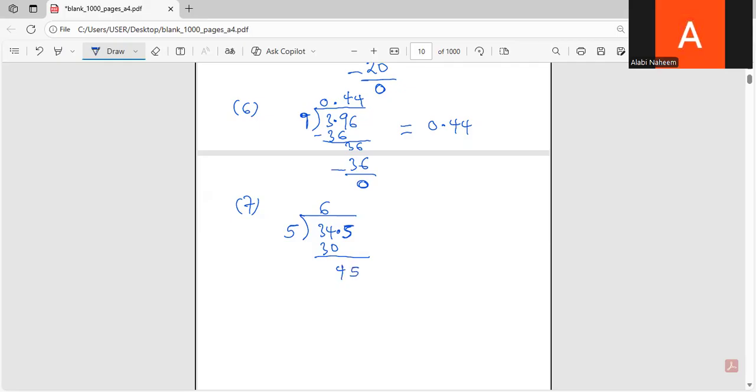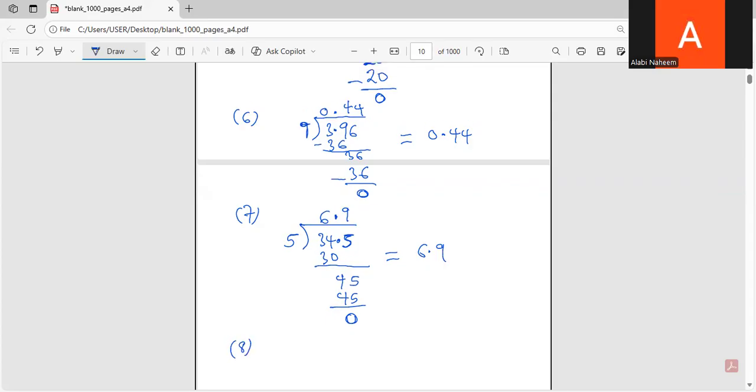Also remember, the decimal point in the 34.5. What are we doing? We are ignoring it, because we already have a decimal point here. We said the first thing is to place the decimal point directly above the one in the dividend, above the division house here. So during our division, we are going to ignore decimal points in the dividend. We have 45. 5 in 45 is simply 9. 5 times 9, 45. Subtract, you have 0. You can stop the division. Our quotient is 6.9.